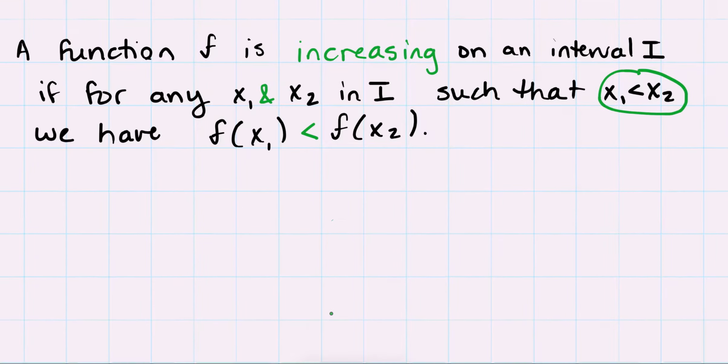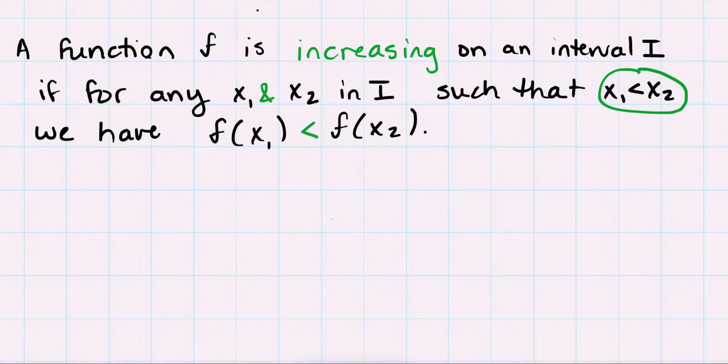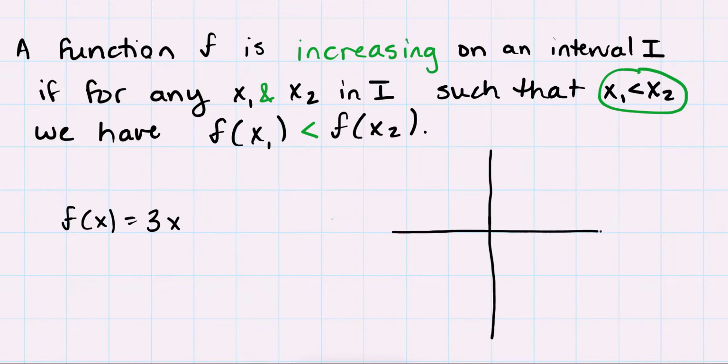So let me give you a picture of an increasing function. Say we have f of x is equal to 3x. What would this look like? Well, the y-intercept is 0, 0, and it has a slope of 3. So the graph is going to look something like this. So up 3 over 1.